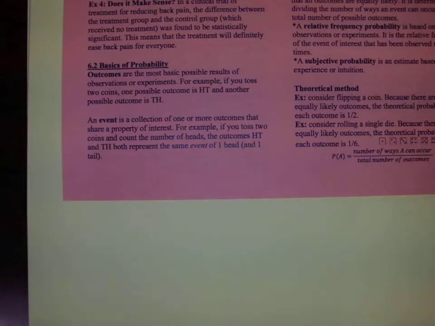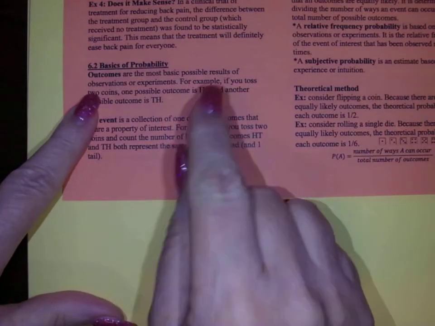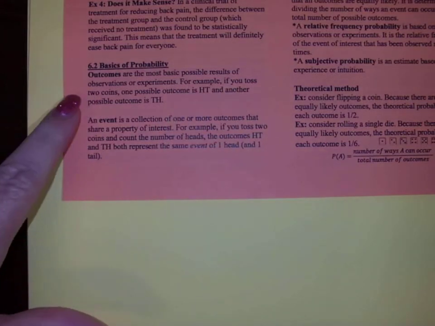All right, we are going to talk about the basics of probability. So, outcomes are the most basic possible result of observations or experiments.